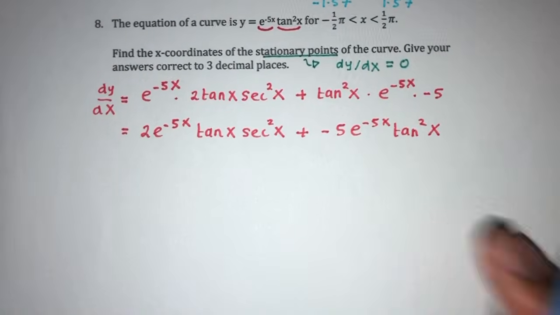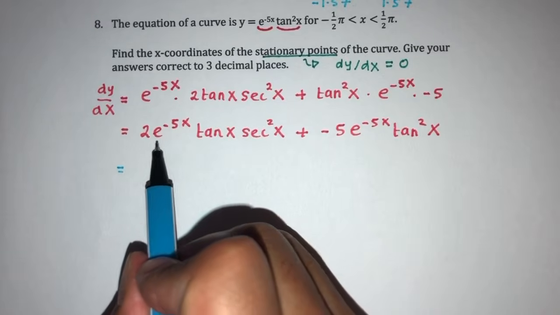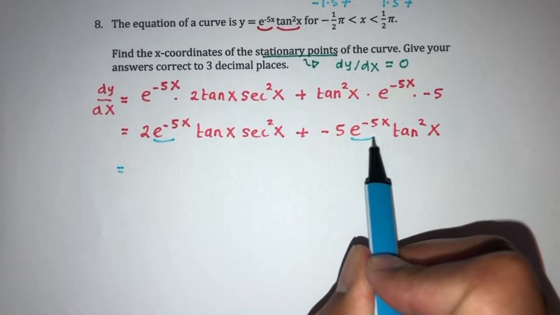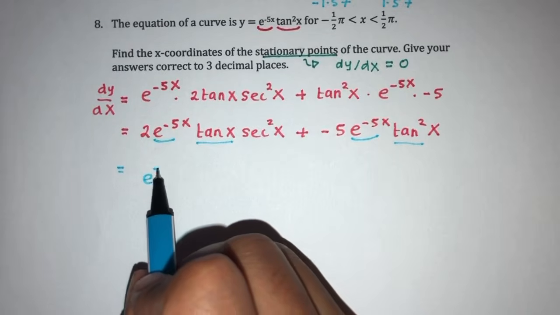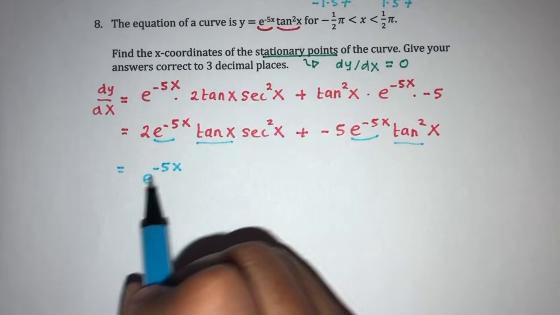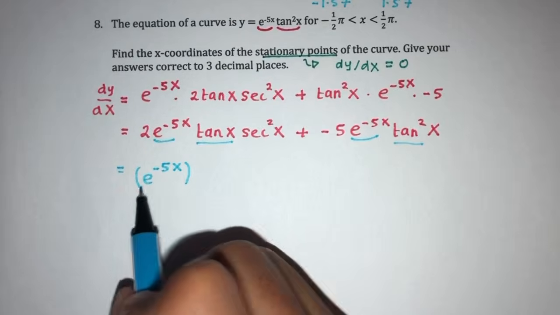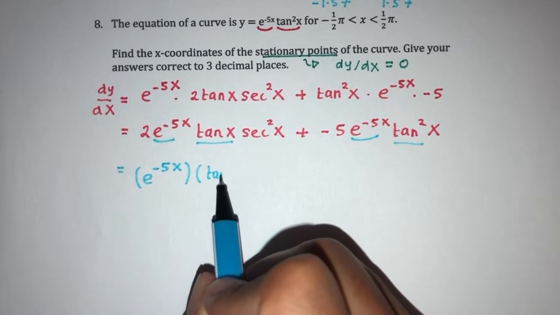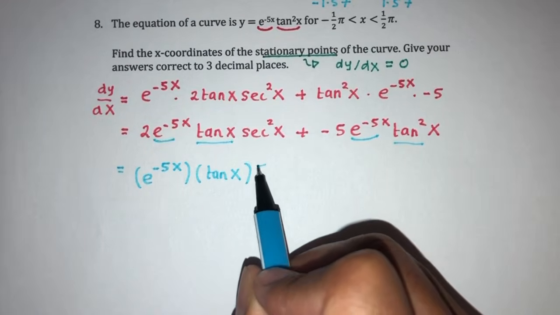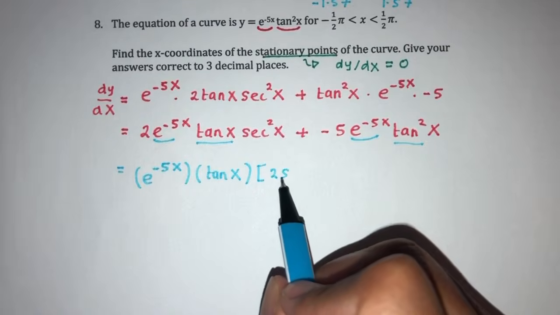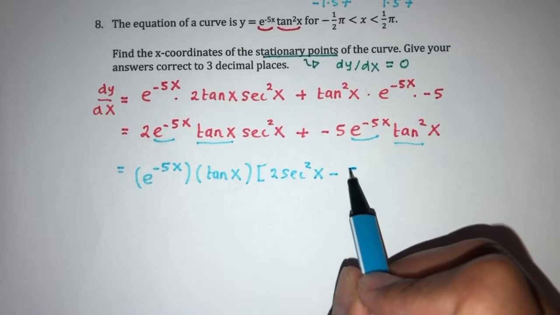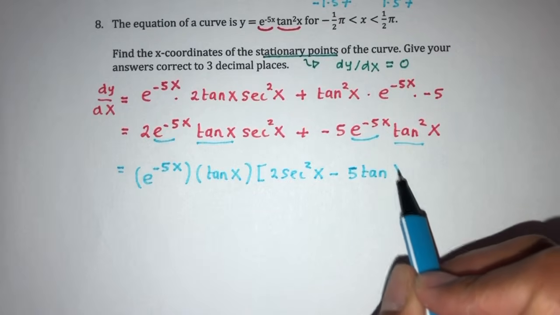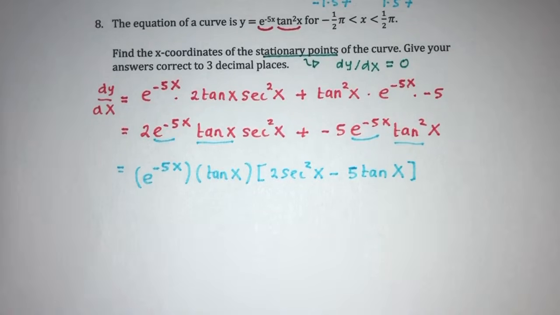Now obviously here we can factorize a few things. If you realize this is the same as this and this is the same as this, so let's factorize one by one. So first we factorize exponential minus 5x. Then we factorize tan x. Remaining you will have 2 sec square x and then minus 5 tan x, right? So we have this as your dy by dx.